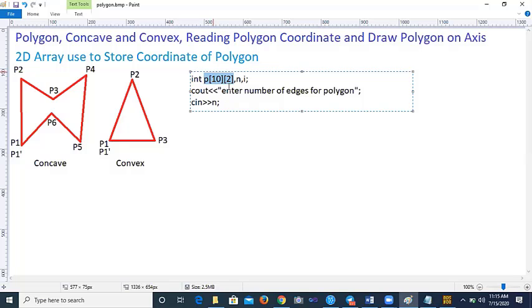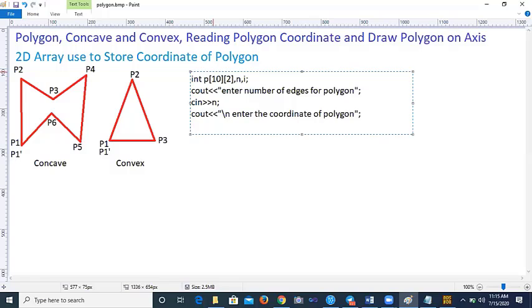Suppose this is my x coordinates. That x coordinate I am going to store in index 0 and the y coordinate I am going to store in index 1. So see how that's going to happen. Suppose here again I am writing cout, using \n, enter the coordinates of the polygon.